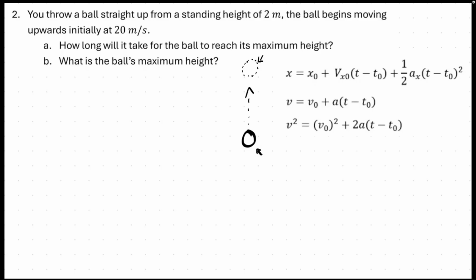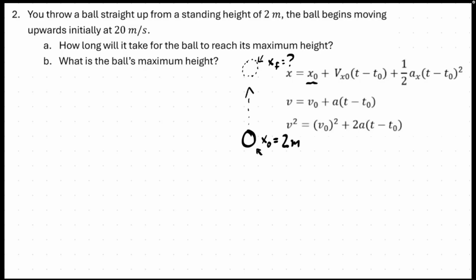Initially, the position of the ball we do know. That's what the initial position, or the x naught in this equation, is equal to 2 meters. We got that just because we're throwing it from a standing height of 2 meters, which tells us the initial height is 2. Do we know the height up here, the x? No. We want to solve for that in part B, so we don't know that yet. We'll leave that as a question mark.